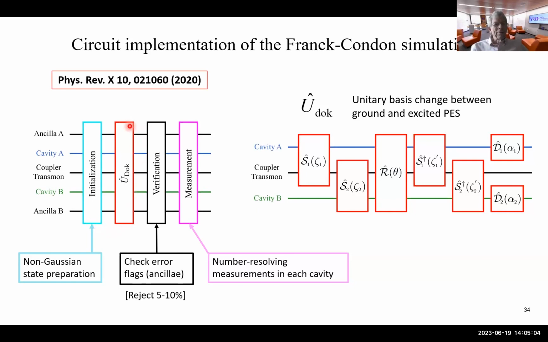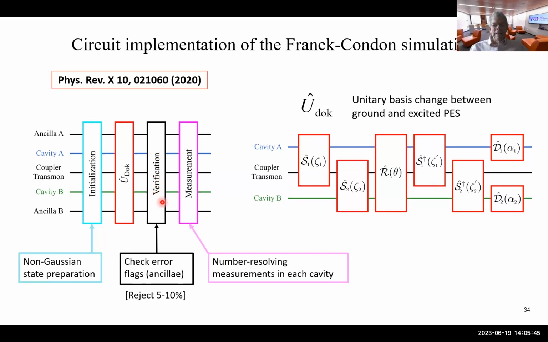Then we have to carry out this transformation of basis where you change the spring constant, the displacement, and the orientation of the potential energy surface, which produces excitations in the cavities. There's a verification step where certain of the ancilla transmons are supposed to end up in their ground state, and if they don't, we post-select these events away. We reject about 5 or 10% of the data. When I say we, I'm referring to Rob Schoelkopf's group.